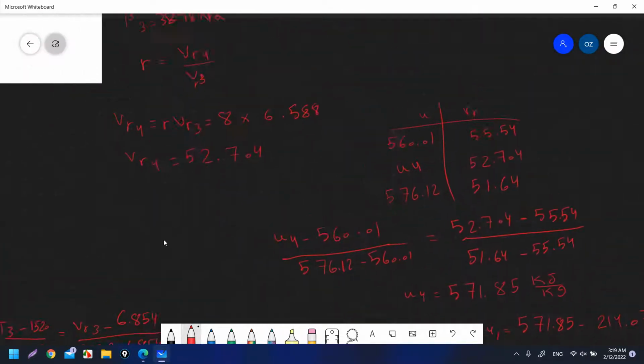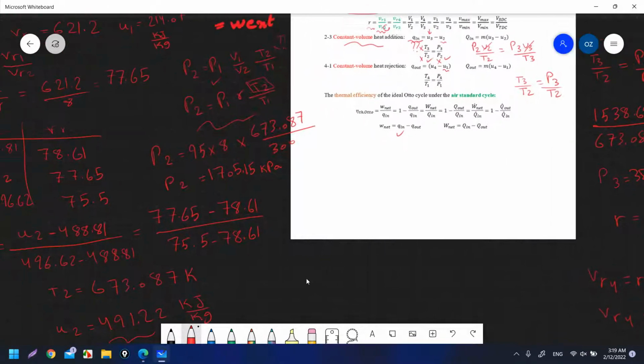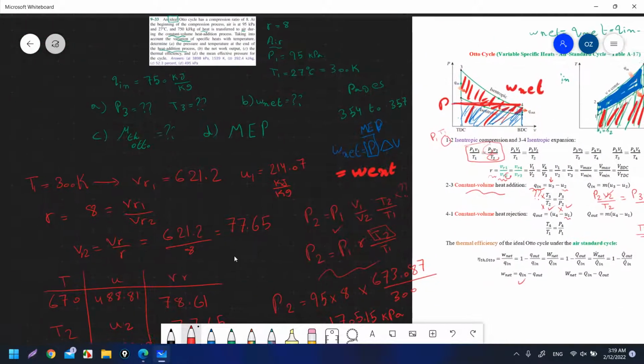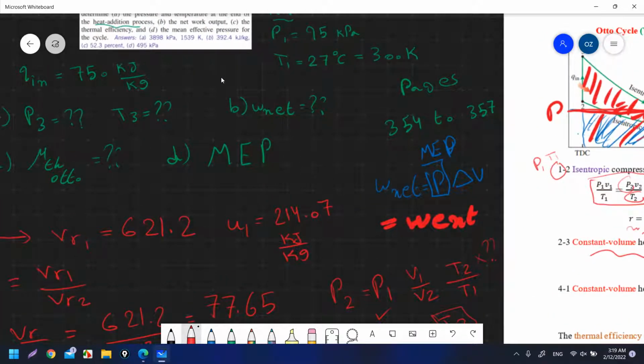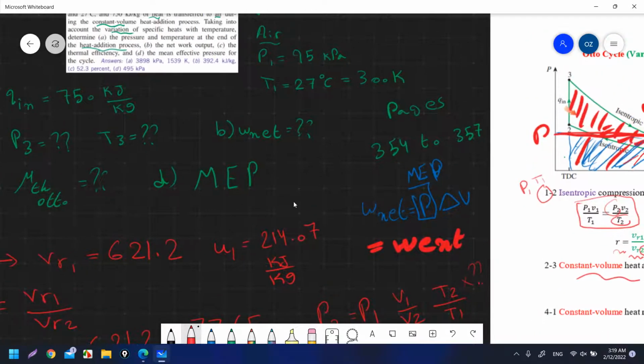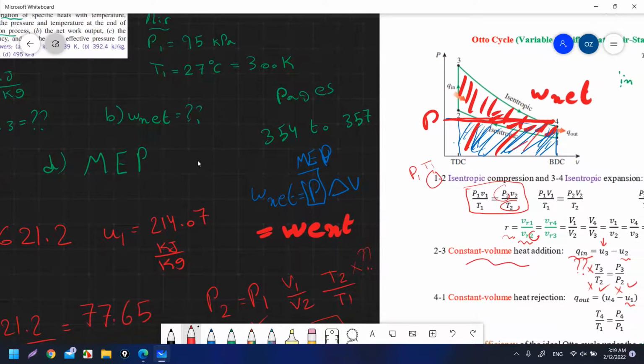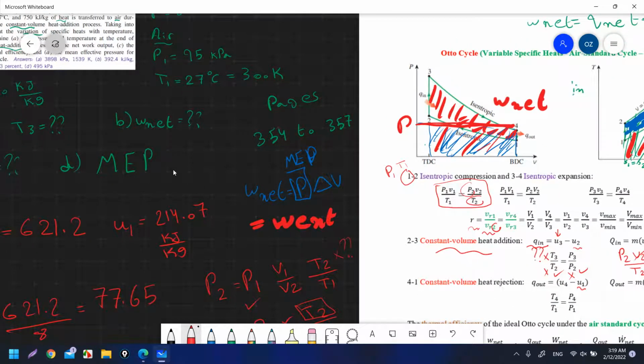We solved this question using the variable specific heat. Now we will solve this question also, but with constant specific heat. Okay, and we'll see what is the difference between variable and constant specific heat.